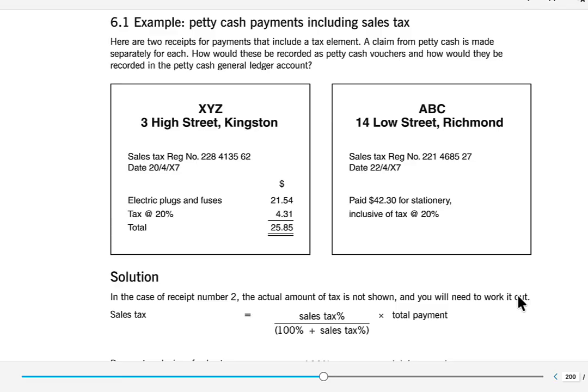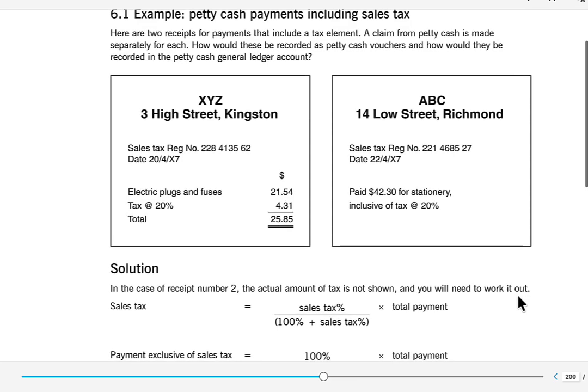Part 2. Receipt number 2. ABC shop in Richmond. Now we go to the second receipt, which is the more important learning part. This receipt is from a supplier called ABC. The receipt says, paid $42.30 for stationery, and it says the price is inclusive of sales tax at 20%, meaning the receipt does not show the tax separately. So here the problem is, we paid one total amount, but we must split it into net cost before sales tax and the sales tax amount. This is exactly the situation you will face in many real businesses.